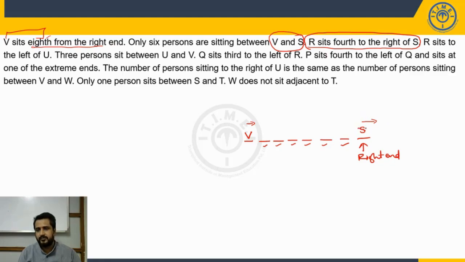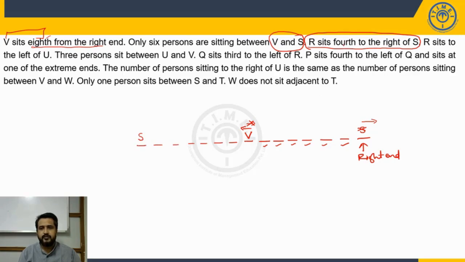So this case is ruled out. So S cannot be to the right of V. So S has to be to the left of V. So on this side, in 6 gaps, 1, 2, 3, 4, 5, 6 gaps, we have S.